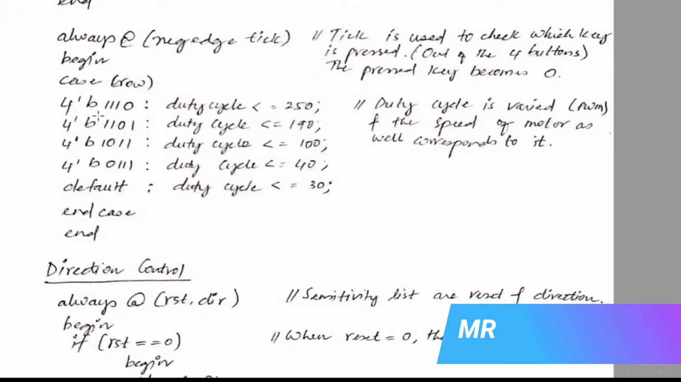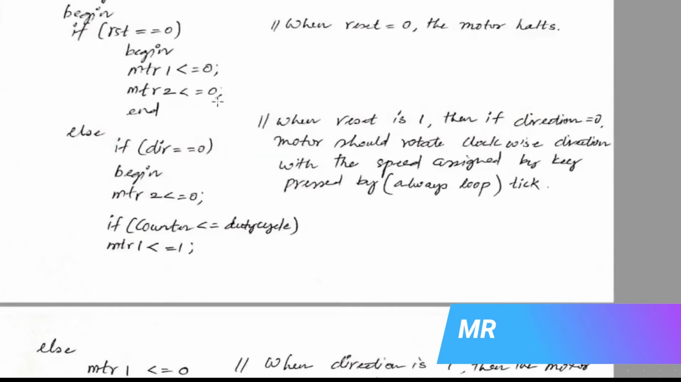So next, now we will see how we are going to control the direction. Either I'm going to move it in clockwise, or I'm going to take it into anti-clockwise direction. So for this, I'm going to use reset and direction. These two become my sensitivity list. So whenever reset is 0, what I'm doing here is I'm assigning 0 values to both of my motors. When I assign 0 value, it means that both of the motors are non-functional, which means they are not functioning. Next, I've used an else, so if reset is 0, else if reset is 1.